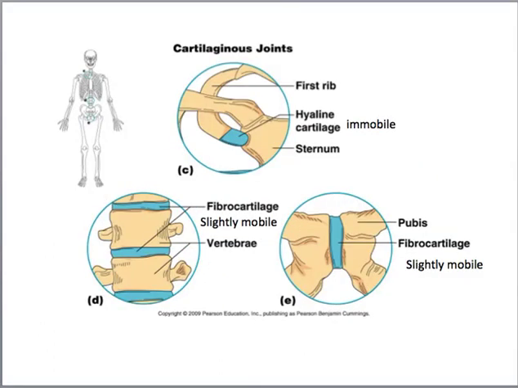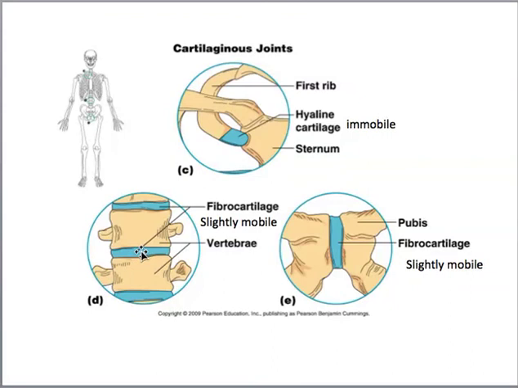Down here, you can see an example of some amphiarthrotic joints. You can see the cartilage that's between them. In the case of the joint between the first rib and the sternum, we have hyaline cartilage. In the case of the intervertebral discs, we have fibrocartilage on the outside of the disc, and then a liquid center called the nucleus pulposus, which is deep inside.